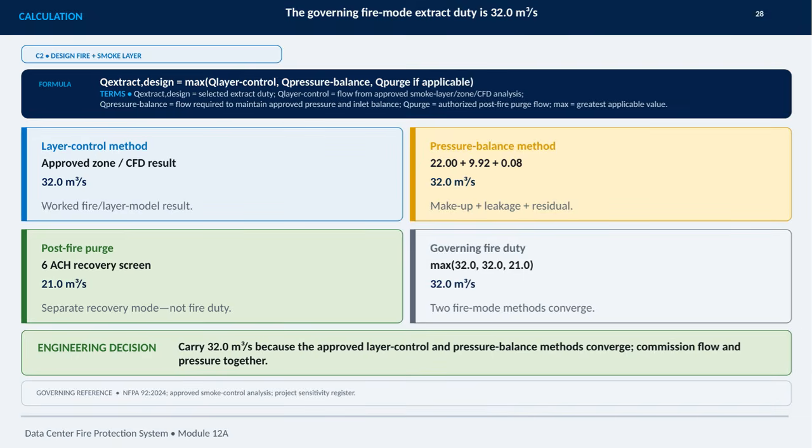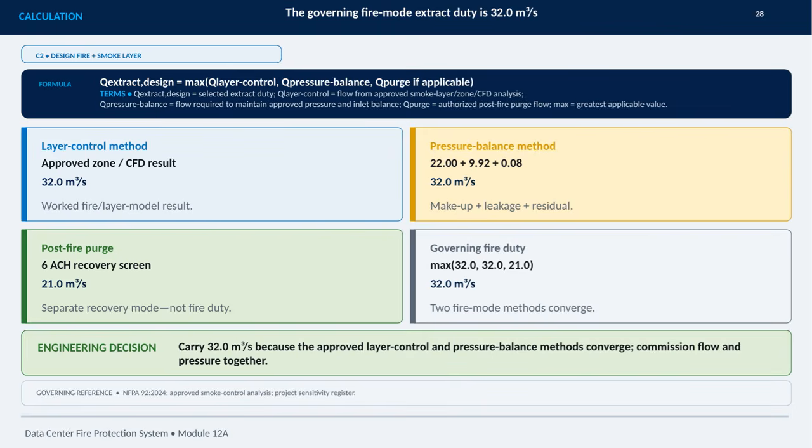The pressure balance method reaches the same result by combining 22.00, 9.92, and 0.08 cubic meters per second for makeup flow, leakage, and residual flow. The post-fire purge is different. Its 6 air changes per hour recovery screen produces 21.0 cubic meters per second, but that is a separate recovery mode, not the fire extract duty.